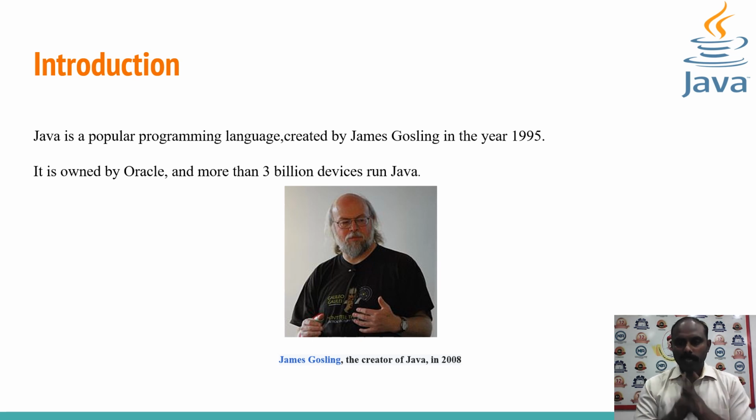Introduction. As all know, a programming language is very essential for today's generation. Java is one of the programming languages, created by James Gosling in the year 1995. A few years back it was open source, but now Java is not open source. It is owned by Oracle.